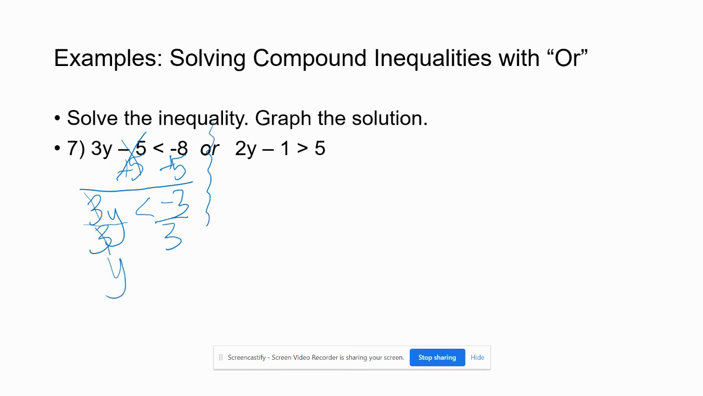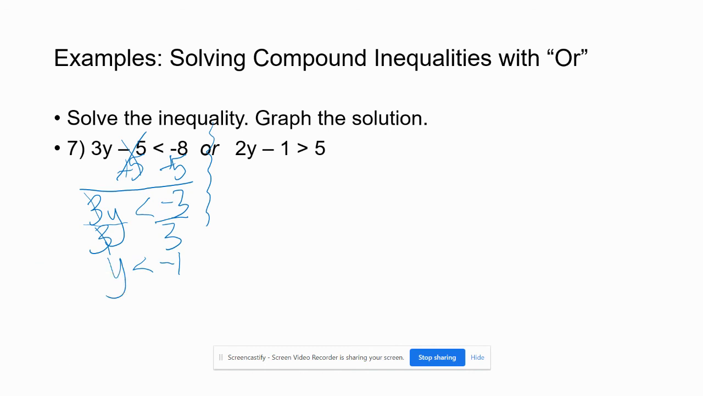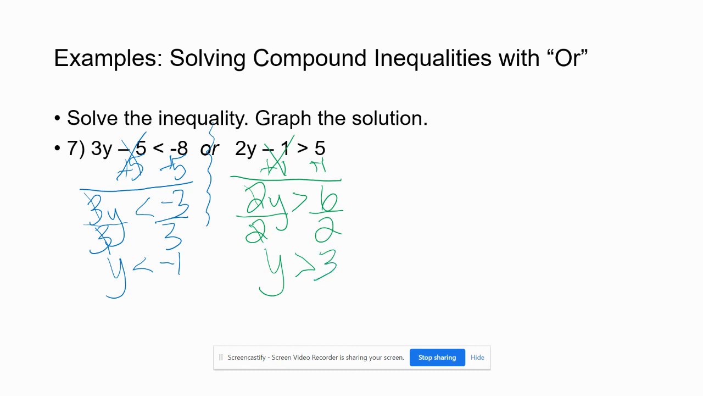That simplifies to 1. We divided by a +3. We don't care that that's negative up here. We care what we divided by. So that does not change the direction of our inequality sign. So our solution to that one is y is less than -1. Over here on the right side, we're going to add 1. That adds to 0, so we have 2y is greater than 6. Divide by 2, divide by 2. The 2 is reduced to 1y. We did not divide by a negative, so the inequality does not change direction. And 6 divided by 2 is 3.